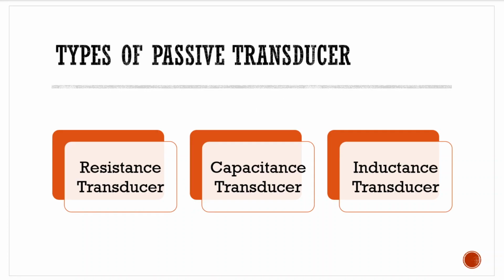Now, moving to passive transducers. There are three types of passive transducers: resistance transducer, capacitance transducer, and inductance transducer. So, a resistance transducer does not mean that we are actually measuring resistance. We are actually trying to measure some other form of energy in the form of resistance.